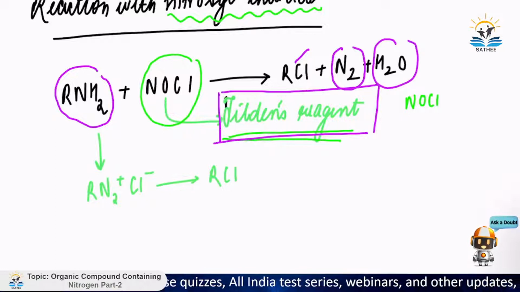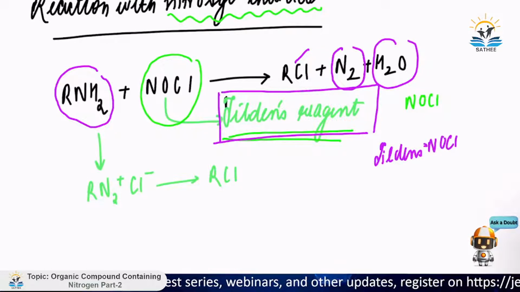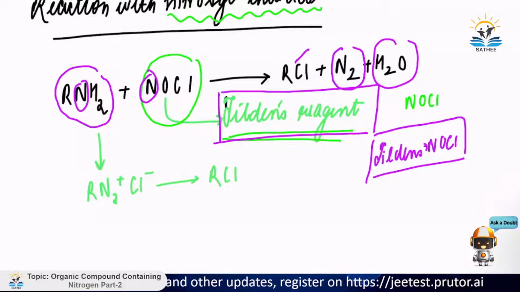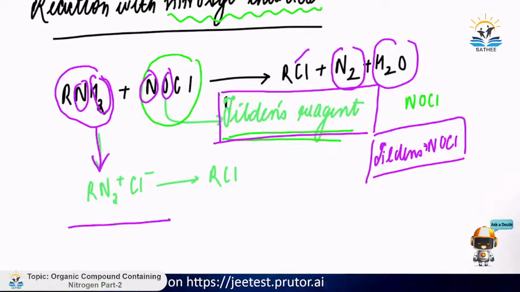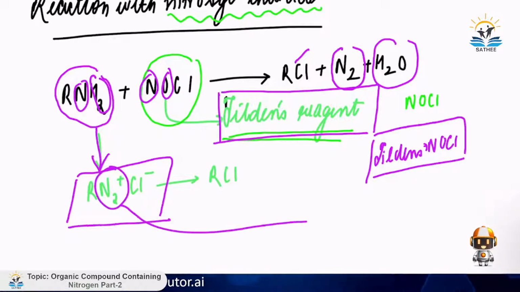Okay, so we have to remember this. What is Tilden's reagent? Tilden's reagent is NOCl. We have to remember this. And what are the products of this reaction? Alkyl halide, and N2 gas is released and H2O is released. So this is how the products are being formed. First the diazonium salt is formed, and after that alkyl chloride is formed. This also we have to remember. Then only N2 gas can leave from here and RCl can form.